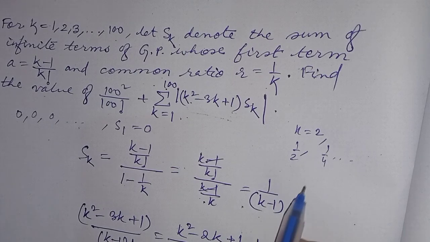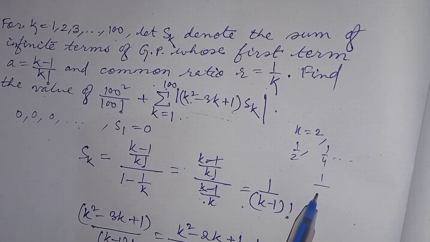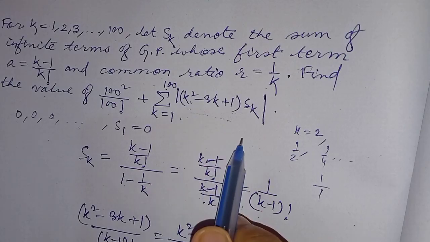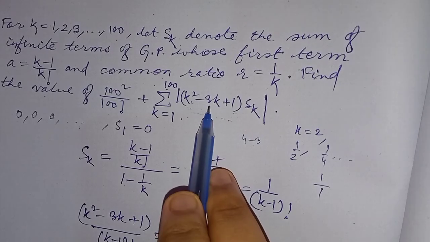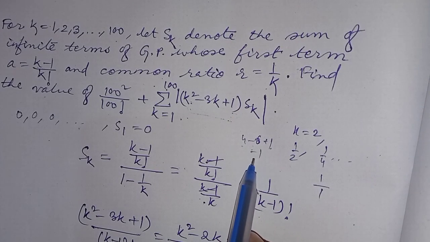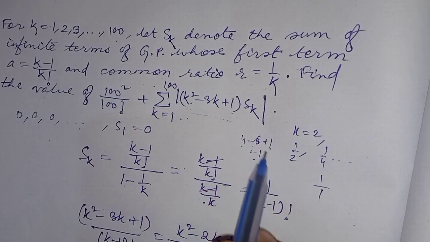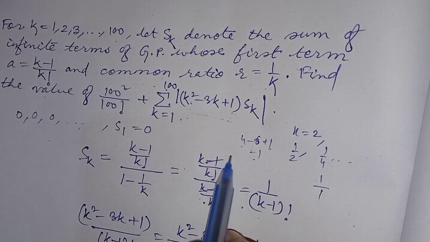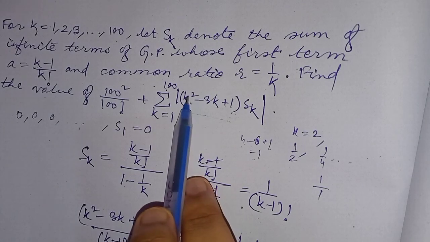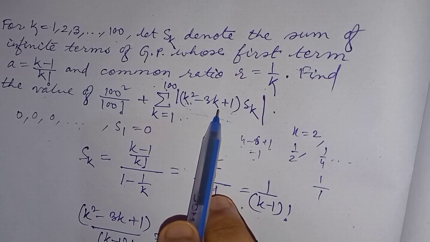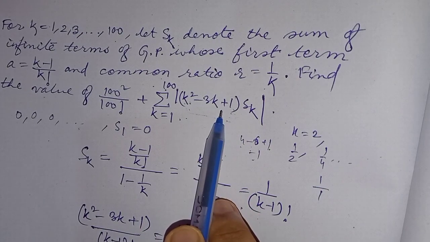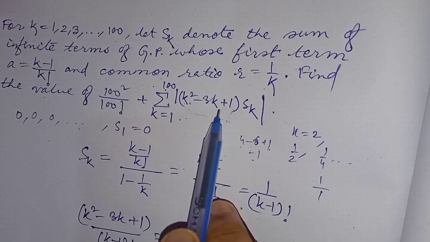So we are calculating the sum, it is coming out as 1 by (2 minus 1) factorial, which is 1. And this term, if I put k equal to 2 here, 4 minus 6 plus 1, that is minus 1, so this term is coming out as minus 1, but we want the modulus, so we'll take minus of minus 1, which is plus 1. For k equal to 3, this is positive, 9 minus 9 plus 1, so this is now coming out as positive, and as the value of k increases, this term will remain positive, so no need to check further.